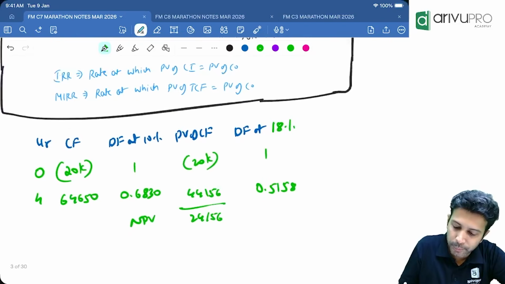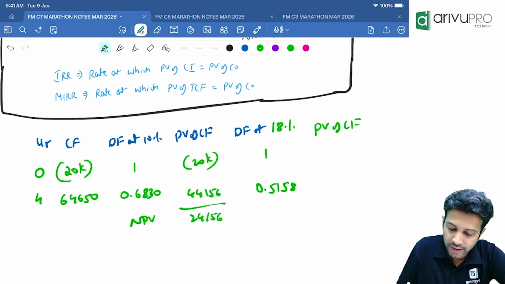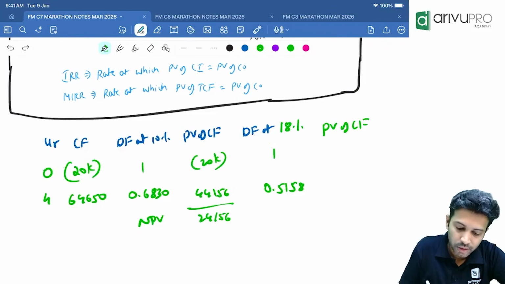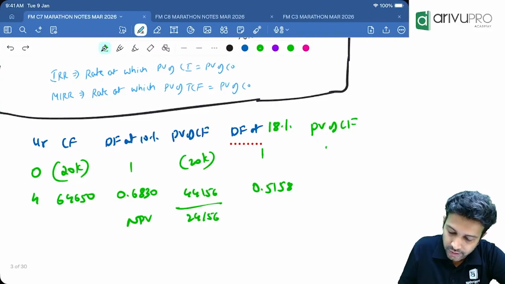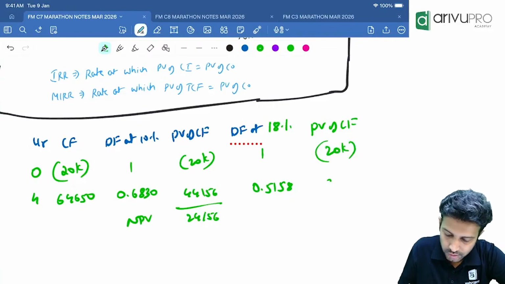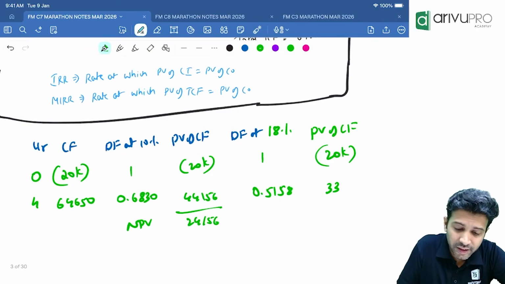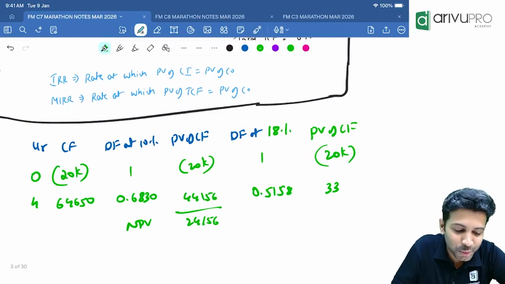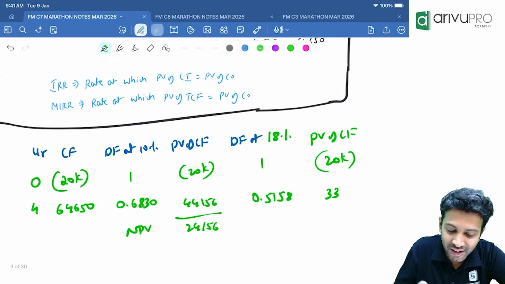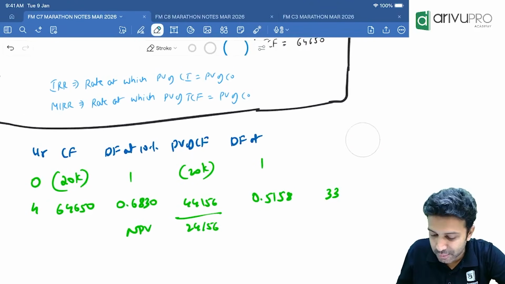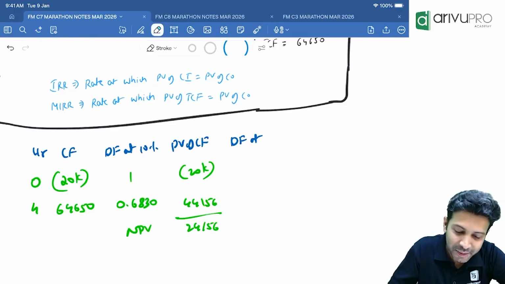5158. Now find out the present value of cash flow for me. Take this and multiply by the cash flow. This is 20,000 negative and this is what? 33. Oh, that means still we need more. Okay, one minute, hang on. I think this is a bad example I took. I should have taken a better example. Okay, people, let's try it at maybe 25%. Let's try. Maybe I take 30, better.